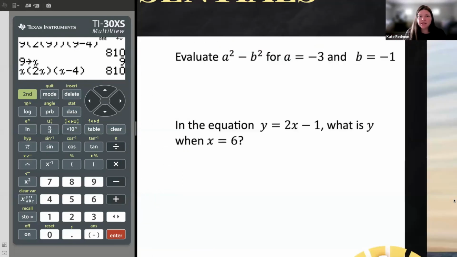In this second example, evaluate a squared minus b squared for a equals -3 and b equals -1. I am going to beg you, please, please, please use the GED calculator when there's negatives and exponents. Not because I don't think you guys can learn this, and in fact, you need to learn this for college, but just because you're going to be nervous. There's a lot to remember when you're testing, and this is the most common error.